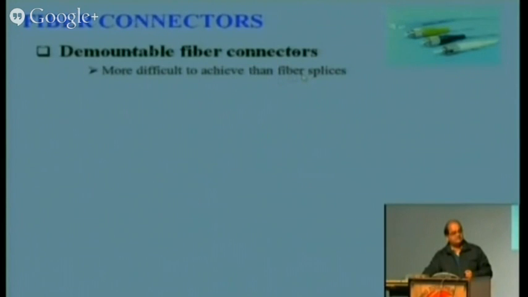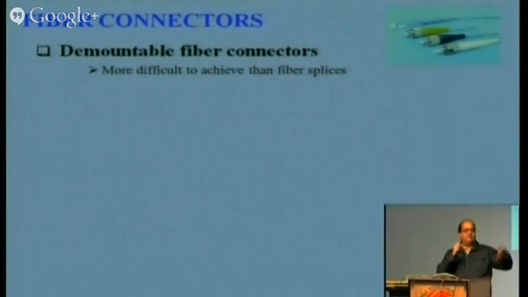Similarly, we have the connectors. Splicing is there, but splicing will not serve the purpose all the time. At some places we need connectors. So connectors are mostly demountable fiber connectors. The requirements are the same: minimum loss at the connector with all these tolerances. It is more difficult to achieve than a fiber splice, because a splice is done once, while a connector is used many times. You want reproducibility.